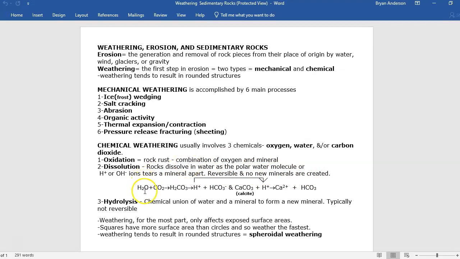And here's the example. So in nature we have this molecule right here, which is water. We have carbon dioxide, CO2, which is what we breathe out. And if you combine those two, you have the most common naturally occurring acid, carbonic acid, H2CO3. That's this molecule right here, carbonic acid. But it doesn't hang around long. It breaks down pretty quickly. It loses a hydrogen right here and leaves us with this molecule, which is bicarbonate.